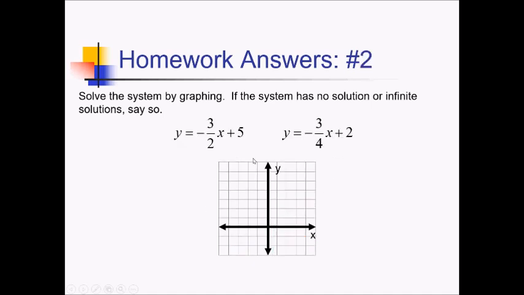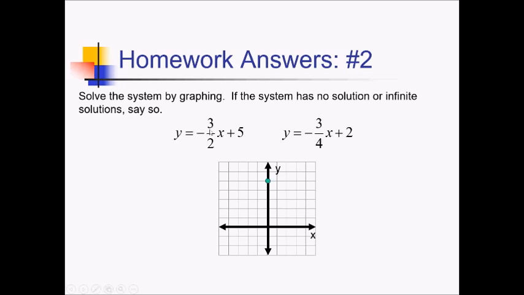To solve this system of equations by graphing, I need to graph out both of these lines and see where they cross, and that'll be my solution. So for this first one, using y equals mx plus b, I see that my b value, this plus 5, is my y-intercept. So I'm going to start by putting a dot at the y value 5. So we're going up 5, that's right here.